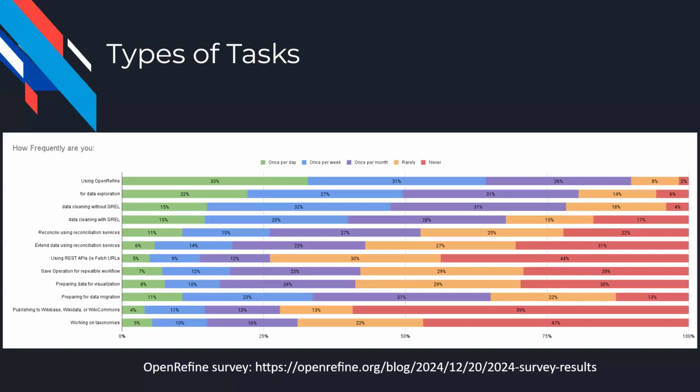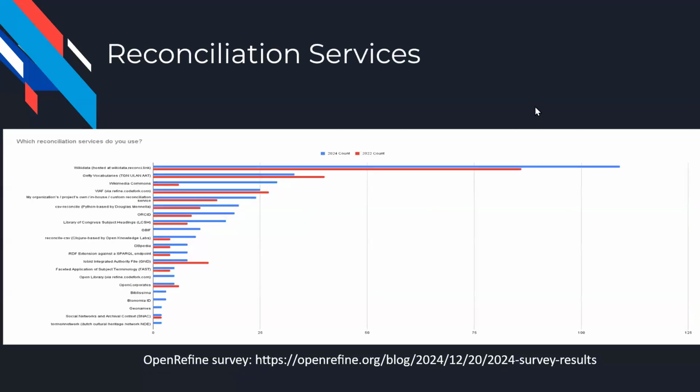And then they list other things here, everything from using APIs and data migration, that sort of thing. So reconciliation services are listed here as well. That's one of the things we'll look at today. We'll give an example of how you can pull stuff from elsewhere and put it into your own data set.